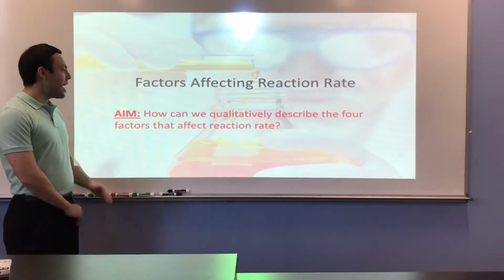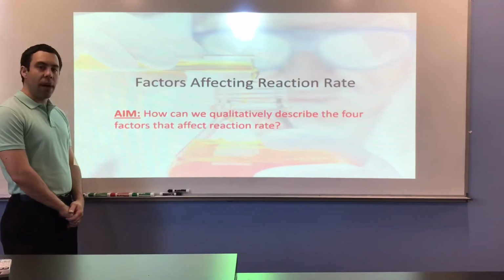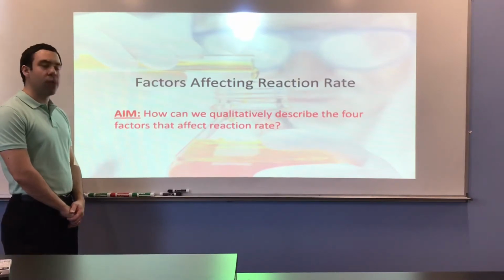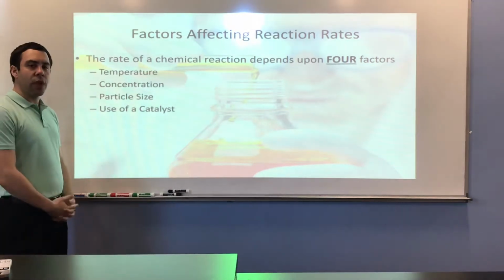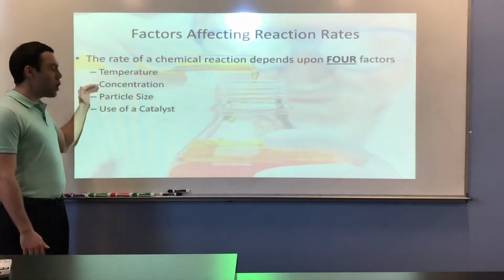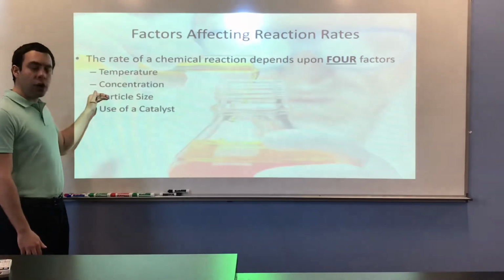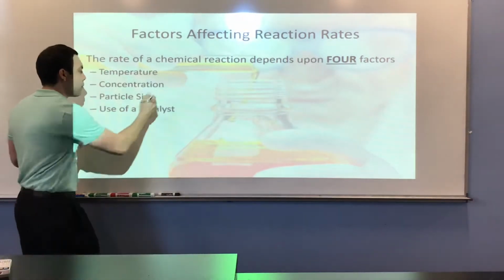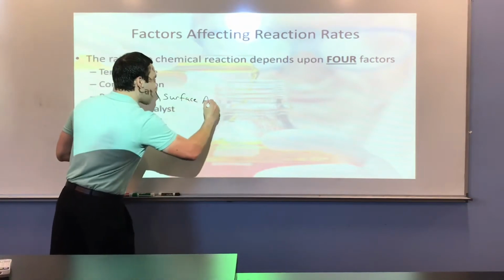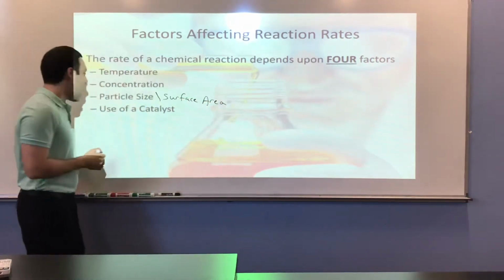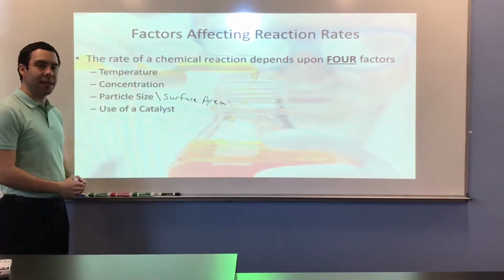Today we'll be learning about the factors that affect the rate of a chemical reaction. Our aim for today is how can we qualitatively describe the four factors that affect reaction rate. There are four factors that affect the rate of a reaction: temperature, concentration, particle size, which is also surface area, and the usage of a catalyst.